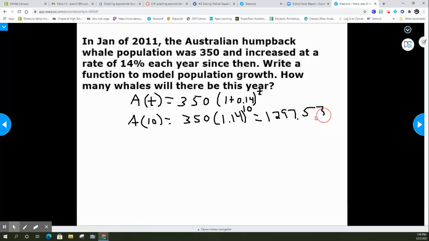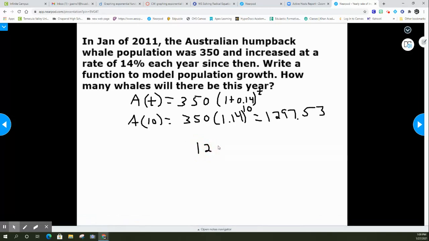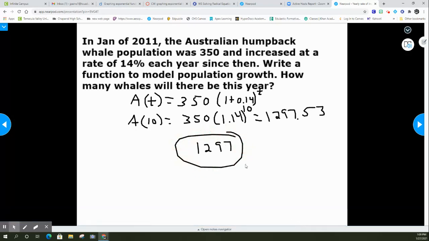But we're talking about whales, so let's use a little common sense. Can we have half a whale? So we'd say the population would be 1,297. We're not going to round up. So how many whales do we have? We have this many whales. The 1,298th one is on its way. It's not quite there yet. So there we go. That's our answer.